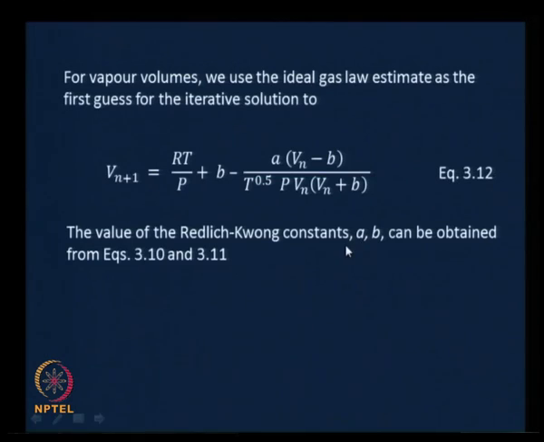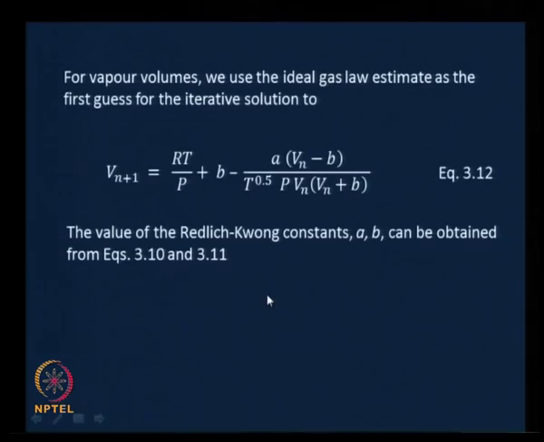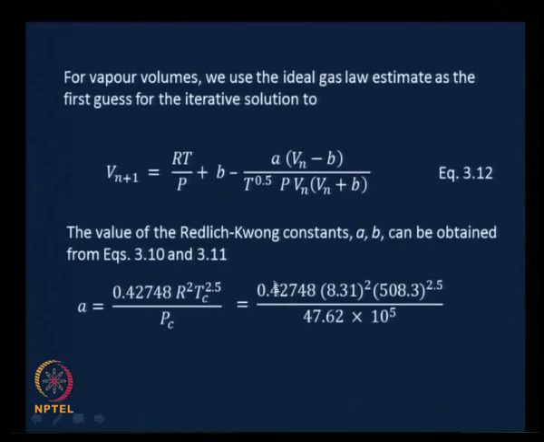The values of the Redlich-Kwong constants A and B can be obtained from equations 3.10 and 3.11 in module 3. We have already done this as part of an earlier solution in module 3. I would like you to go back and revisit that if you have forgotten, to get back into the frame of mind for solving this problem. A is 0.42748 R squared Tc to the power 2.5 divided by Pc. Substituting 0.42748, 8.31 for R, 508.3 for Tc, the critical temperature, and Pc of 47.62 into 10 power 5, it turns out to be 36.11 Pascal meter cubed per mole, the whole squared. This is the unit of A.